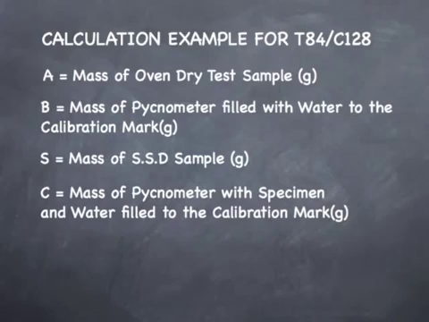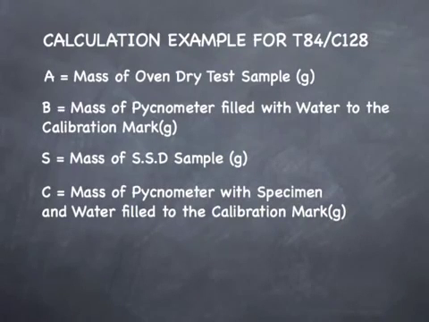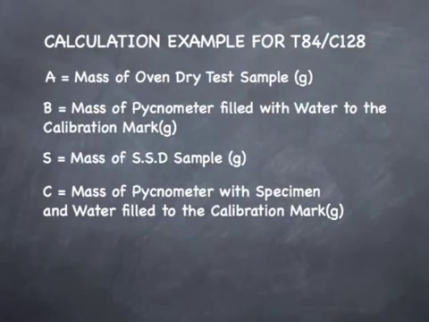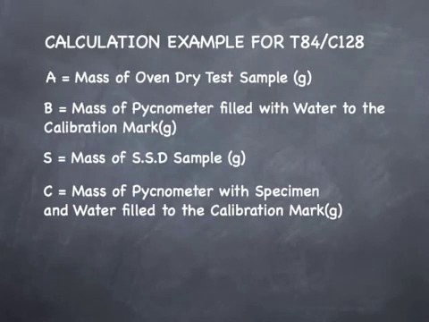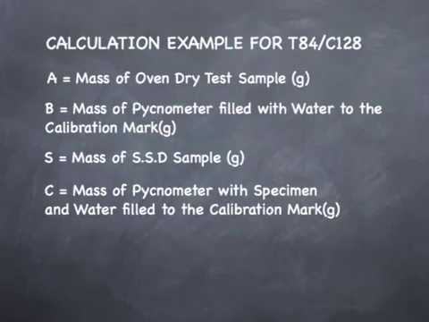When we have completed our test, we should have 4 weights recorded. The first is listed as A. This is the weight of the oven dry specimen. Next is B. This is the weight of the mason jar filled to the calibration point with just water. Next is S. This is the weight of the saturated surface dry specimen. And finally, C. This is the weight of the SSD specimen in the mason jar with the water filled to the calibration mark.